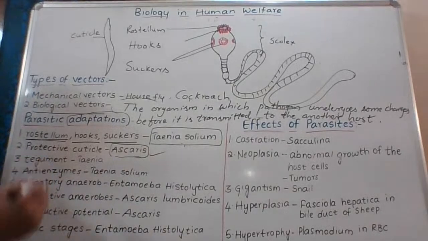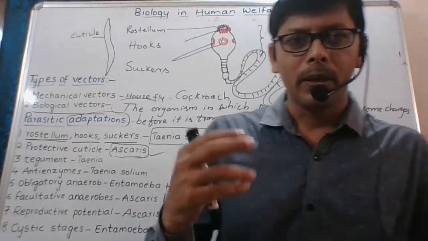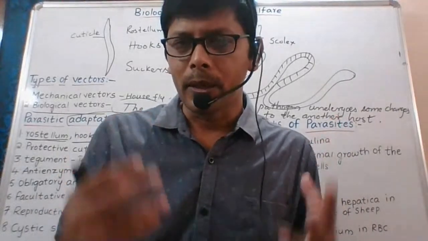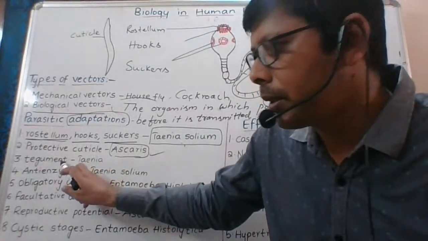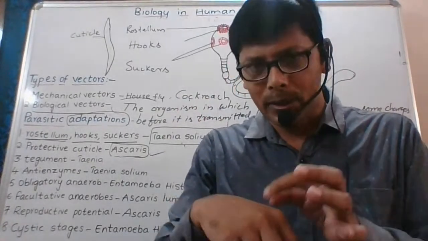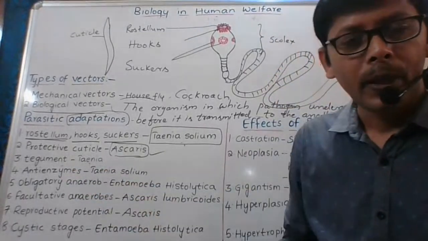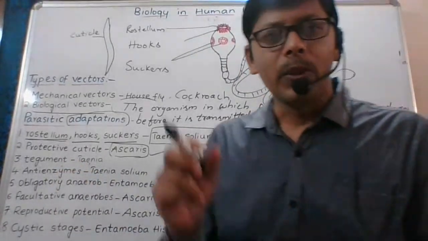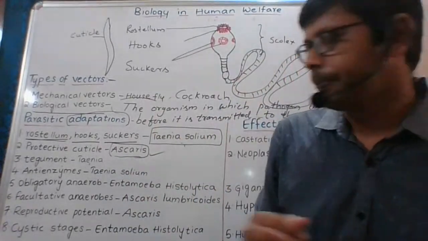Now come to the third one. Okay, tegument, like a cuticle in Ascaris. In these animals, like Fasciola hepatica, liver fluke, and Taenia, over the body there is a protective structure called tegument. Tegument is like our skin. In Taenia solium and Fasciola hepatica, the tegument also protects the animal from our digestive enzymes.